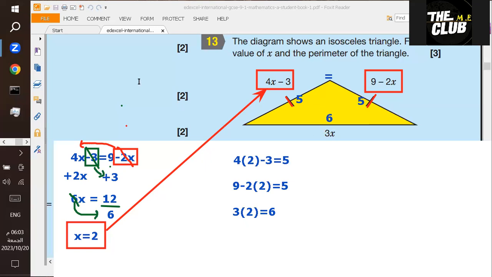Now, what does the question want? Focus on what the question asks; it's not enough to just solve for x. We need the perimeter of the triangle. Perimeter means add all the sides. So I'm going to add all the sides together: 5 plus 5 plus 6 equals what? Very good, 16. This is the final answer, the perimeter of this triangle.